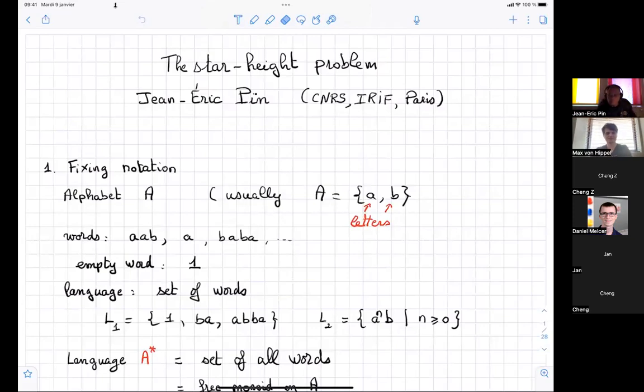Very good. So, as you know, the title of this lecture is the Star Height Problem. My name is Jean-Éric Pin. I'm working in Paris. And this will be a random walk through combinatorics, some algebra, a little bit of logic, and some topology as well. But I will try to explain everything. So please, if something is unclear, immediately interrupt me. We are not that many in the audience, so you can just open your microphone and tell me when you don't follow.